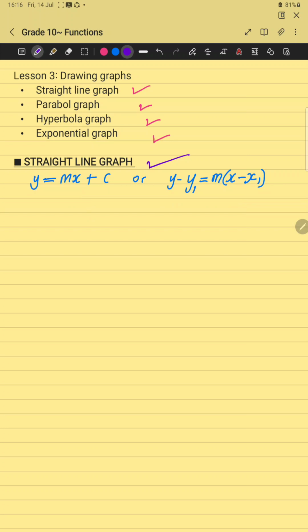Now let me just do a little bit of intro about a straight line graph. So this m here stands for a gradient, and the gradient is equal to m, and m is equal to y2 minus y1 over x2 minus x1, in case they're asking you to determine the value of m.